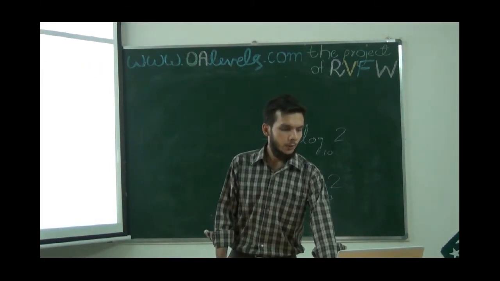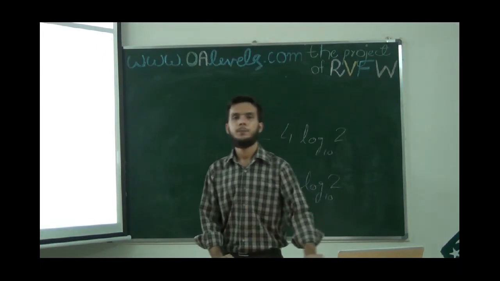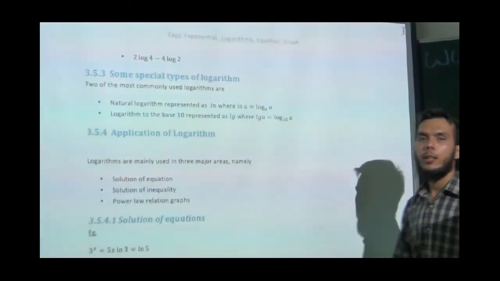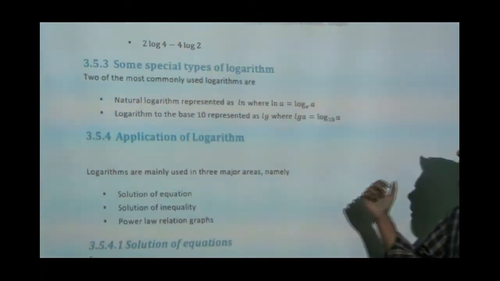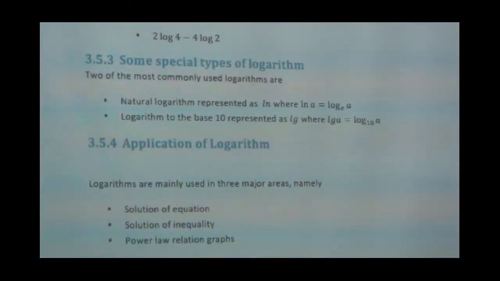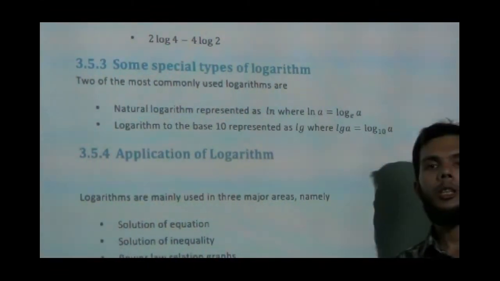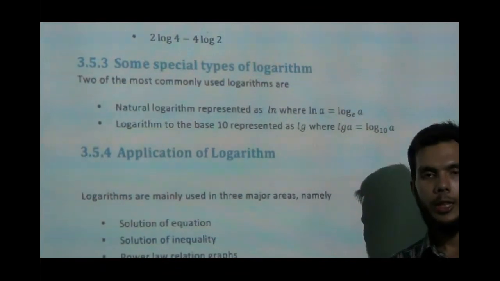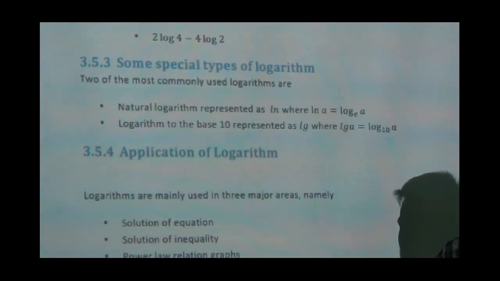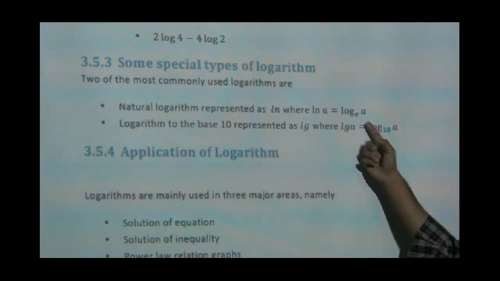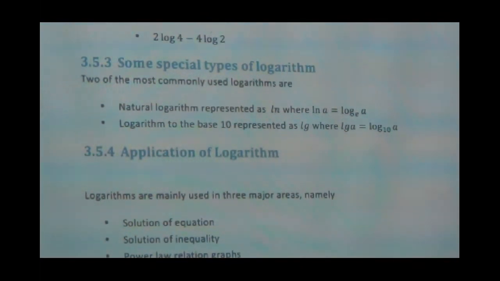So the next thing that we are going to deal with in logarithms are some special types. As I just told you that we'll see what this log base 10 is, that it can be simplified, and there is another one as well. The two most commonly used logarithms that you will encounter in your paper are LN and LG. LN means log base e, LG means log base 10.